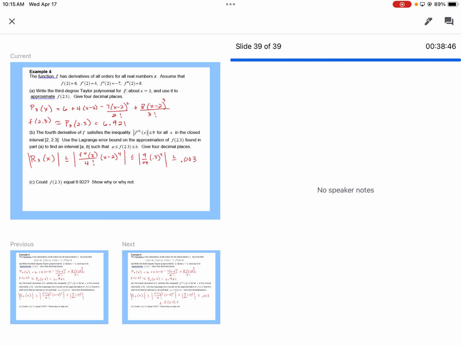Okay, now we do the interval. Are you sure that equals 0.01? Yes, I'm sure. Could f of 2.3 equal 6.922? How would we know this answer? Do your interval. Yes, it can. Okay, last part of that is true value f of 2.3 falls between, what's on the left? 6.921 minus 0.003 is 6.918, and 6.924. Oh, look, we didn't even answer that in part B. It says find that interval. I just jumped right to C. Now, could that fall there? Yes, it's in the interval.